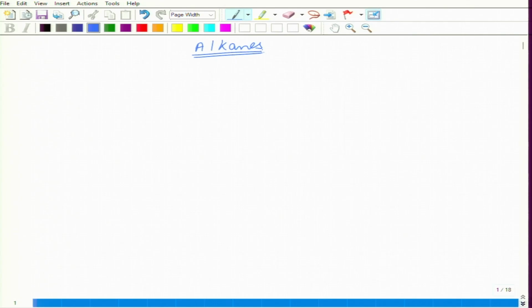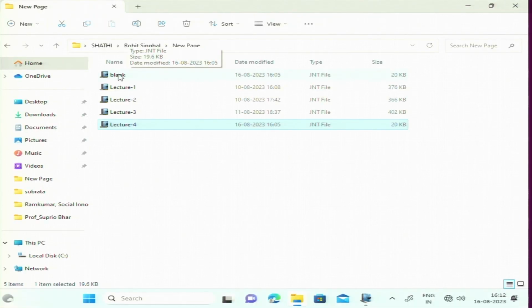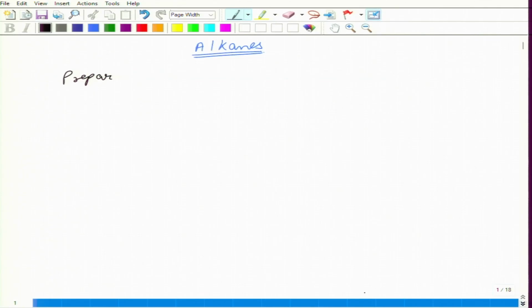So first we will start with the preparation of alkanes. Though there are a lot of methods by which the alkanes can be synthesized, we will start first from the alkenes, or we can say unsaturated hydrocarbons.